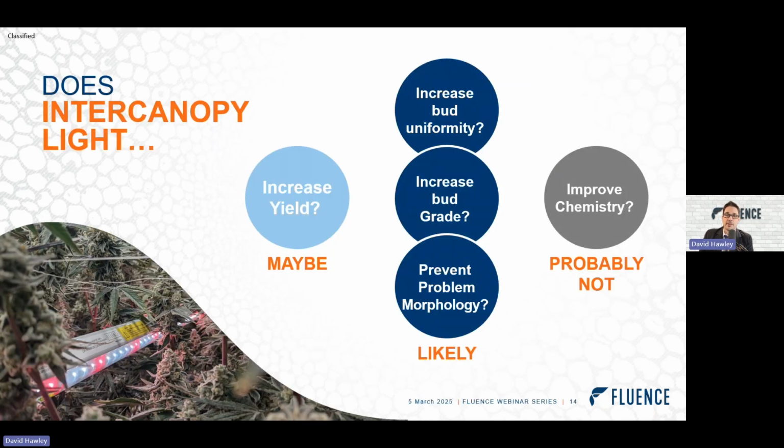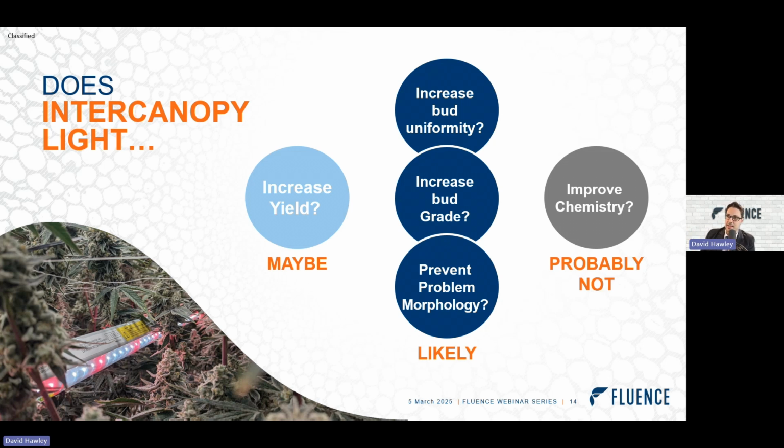All right, so to recap all of that, first of all, does intercanopy light increase yield? This is maybe, and I say maybe because if you already have a top light solution in place and you want to add light to that canopy and you don't want to do it by adding top light for some reason, then if you are adding light, you will increase yield, right? Unless you are up at a crazy PPFD already, but most people aren't. So if you're adding light, whether it's top light or intercanopy light, it's going to increase your yield.